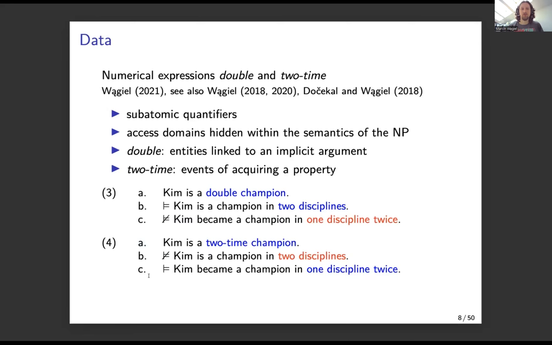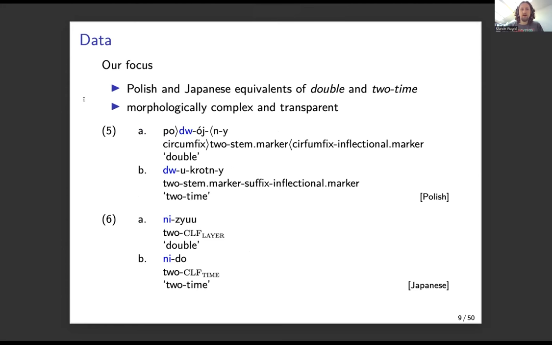And what we are going to focus on today are Polish and Japanese equivalents of double and two-time, which are nice because they are morphologically complex and transparent. So if you look at 5A, we have podwójny, double. We have this DW root, which is the numeric root for two, and some additional morphology that makes us translate this expression as double. In two-time, we have the same thing. So DW, this is two, and some additional morphology. So this is two-time.